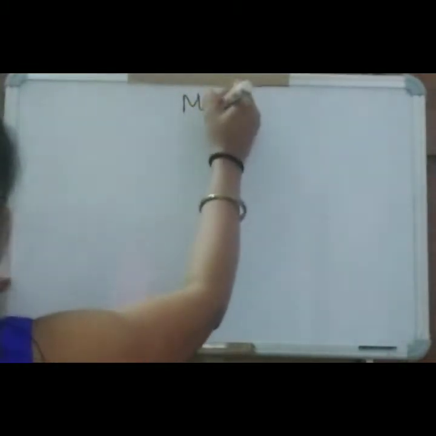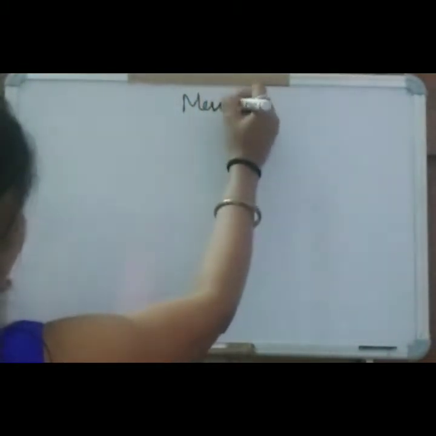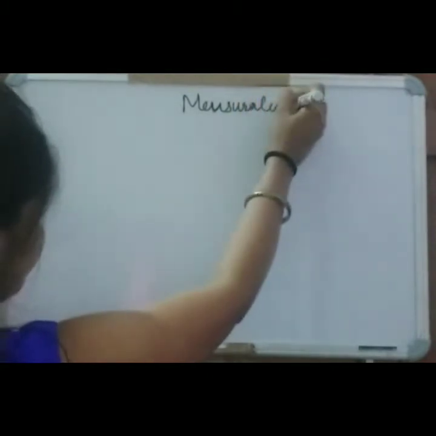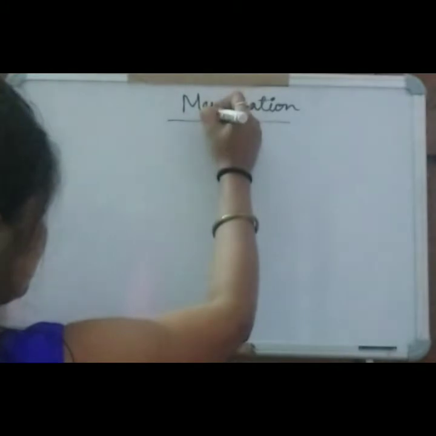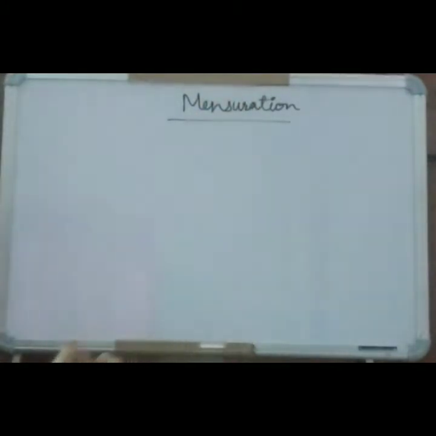Good morning, students. Now today we have to start a new chapter, that is mensuration. I'm going to start mensuration, that is chapter number 10. In this we will learn about perimeter and area of the particular figures.